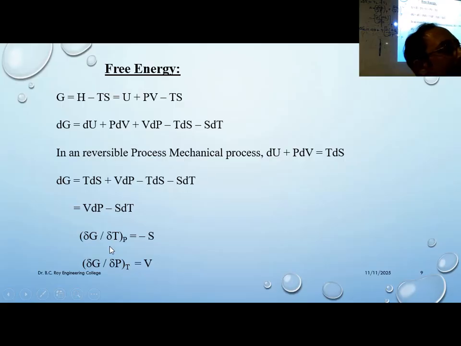Here chemical potential is free energy per mole. From this particular relationship, del G del P at constant T equals V, we can find the relationship mu equals mu 0 plus RT ln P. What is mu? Mu is free energy per mole. Mu 0 is free energy per mole at the standard state. That relation can be found from here.